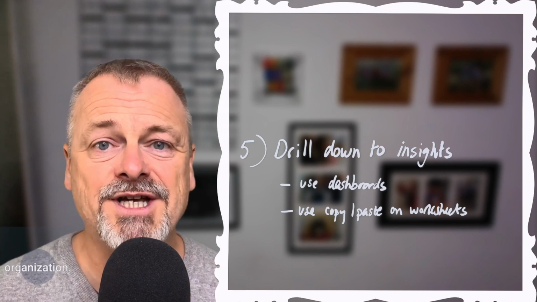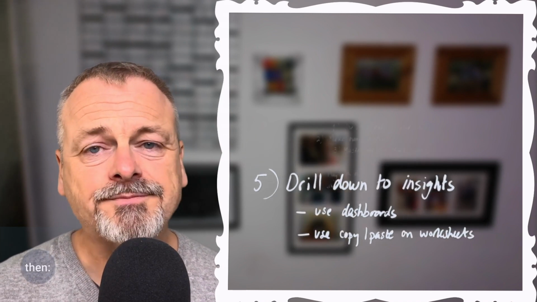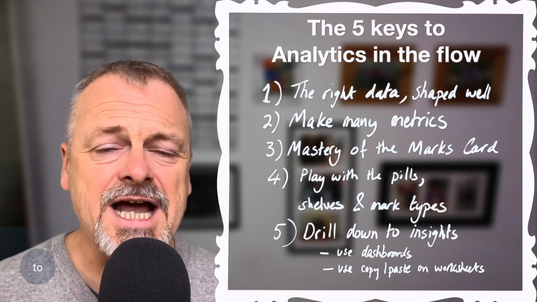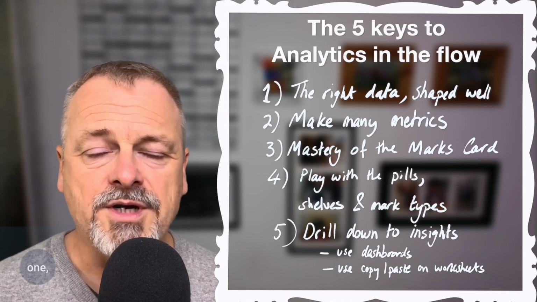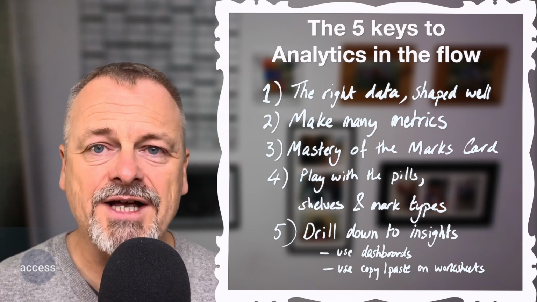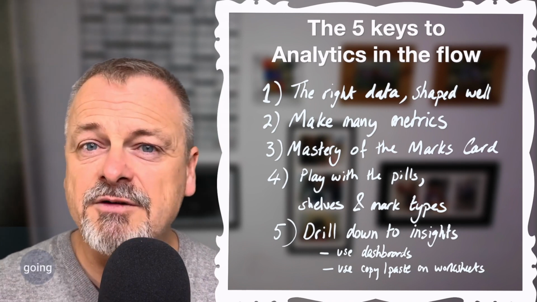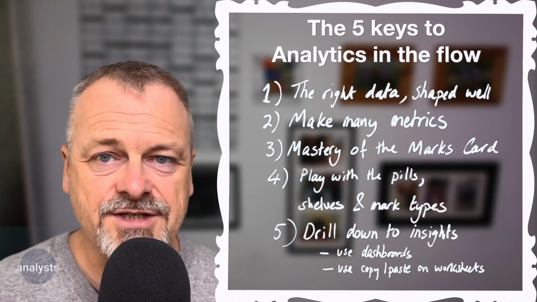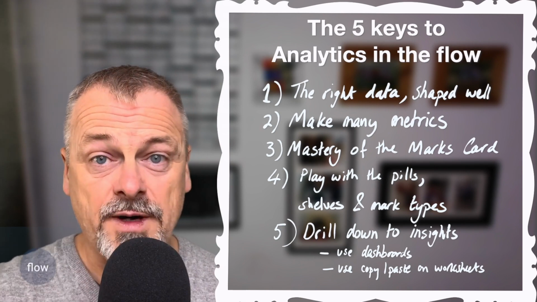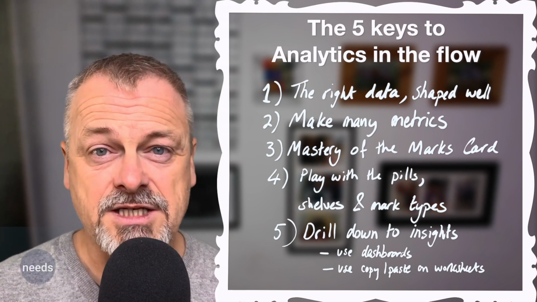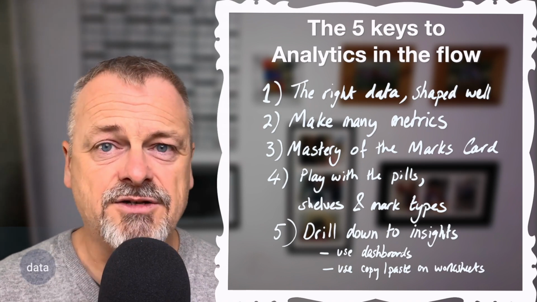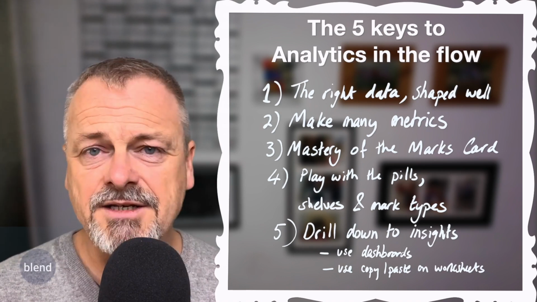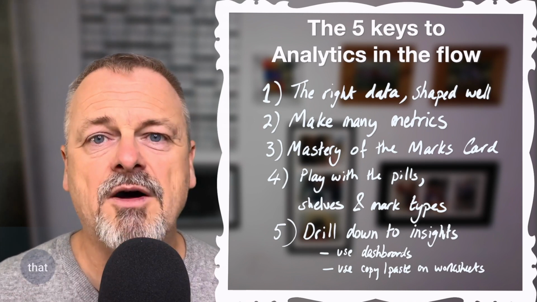So just to recap then, the 5 keys to analytics in the flow. The most important one, in my opinion, is number 1, because if you don't have fluidity of access to the right data, then it's going to be very difficult for your analysts to be able to do that analysis in the flow, and it's going to take a lot longer than it needs to. So make sure that they're up to speed with how they can change the shape of data and connecting different data sources and blending those different data sources to speed up that whole process.